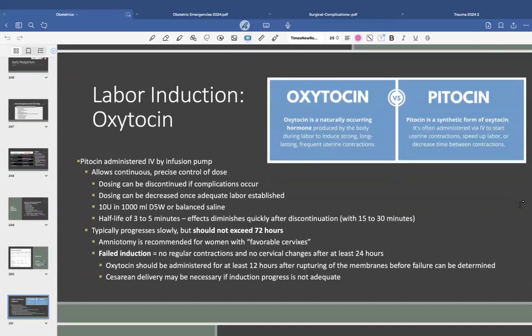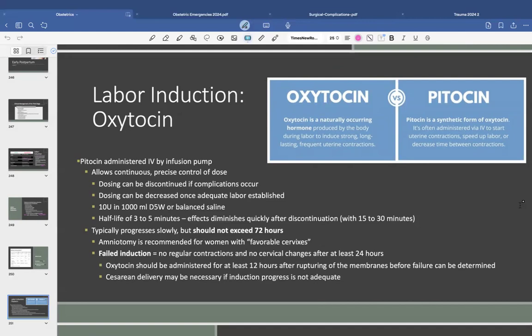The difference between oxytocin and pitocin is at the top. Pitocin is the synthetic form of it. We administer pitocin via IV. That allows us to provide a continuous and precise dose. I don't need you to know those specifics, take it on your rotation.